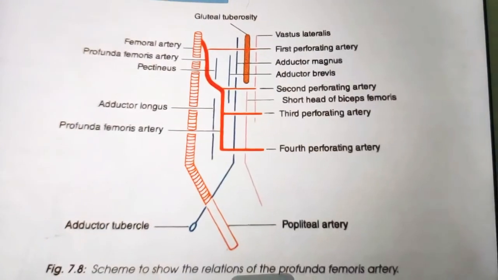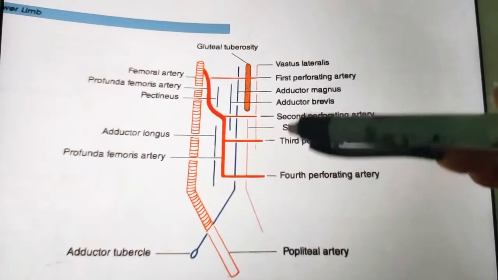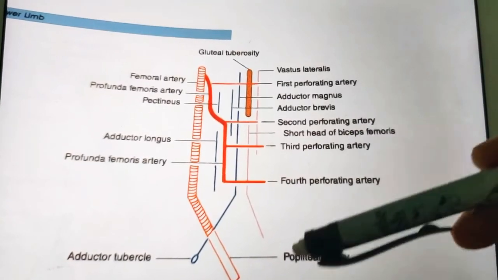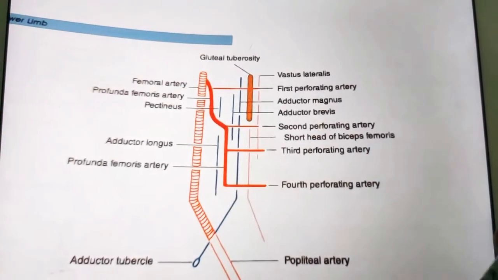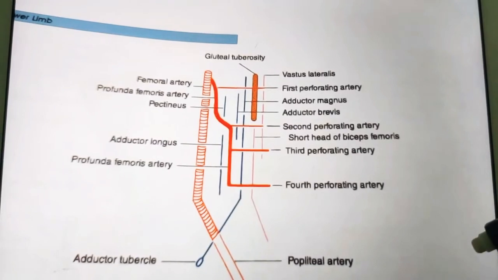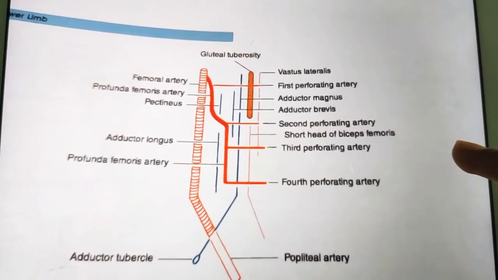So this is about the profunda femoris artery and its 4 perforating branches, and what are the relations and muscles which are around it, we have understood. Now let us move on to the anastomosis on back of thigh.